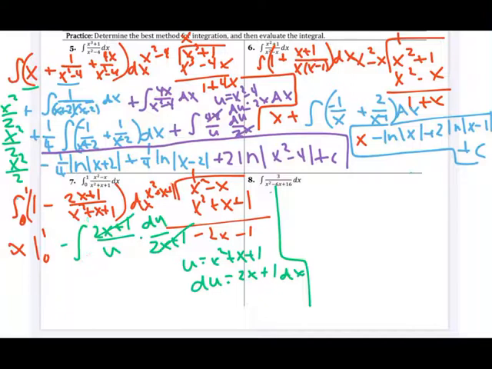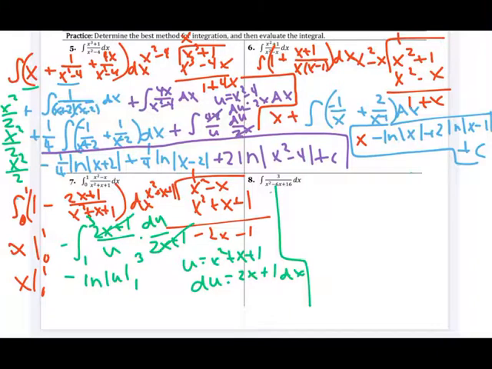Actually, I don't want to do that with my bounds. I need to change my bounds. If u is x squared plus x plus 1, if x is 0, I'm going from 1. If x is 1, I'm at 3. So I'm going to evaluate x from 0 to 1 minus natural log of the absolute value of u from 1 to 3.